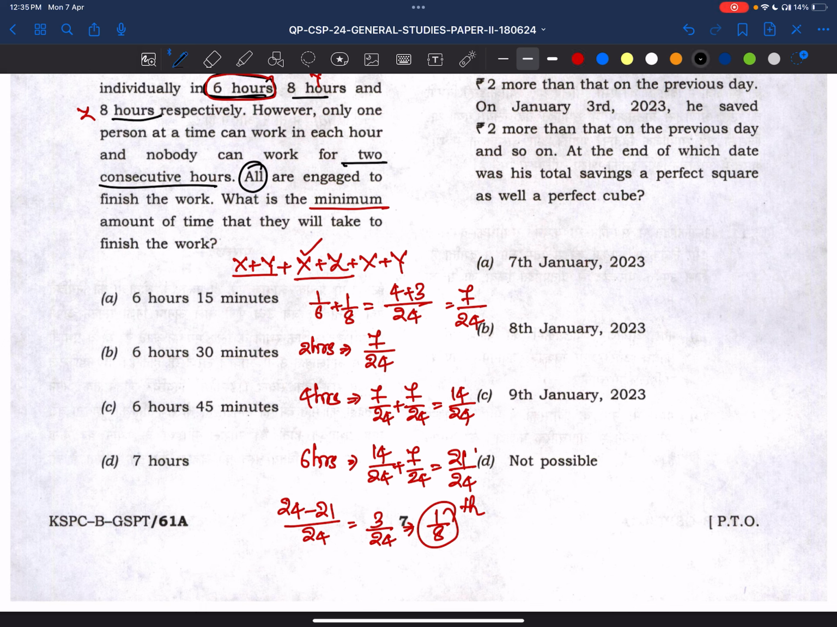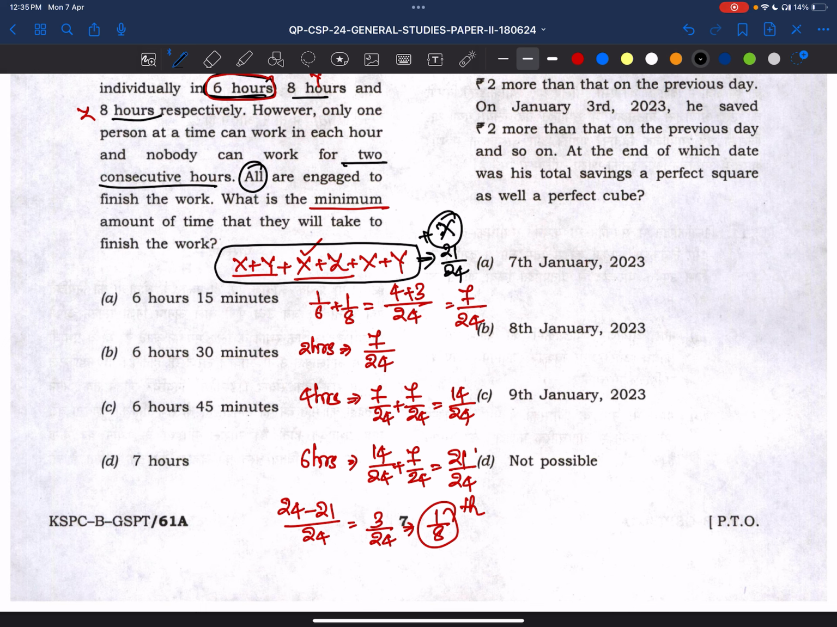Now see, X plus Y plus Z, together that will be 21 by 24th part. Next we'll also take X alone, because he's completing the maximum amount of work in less time.